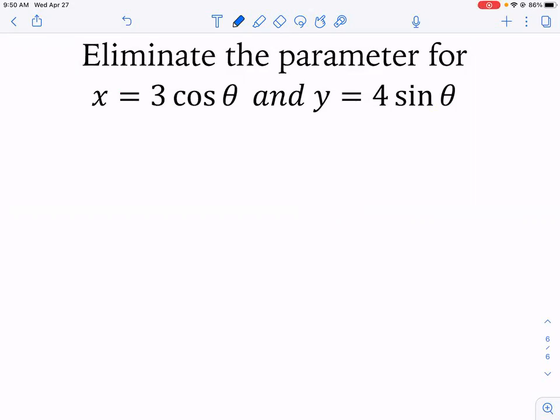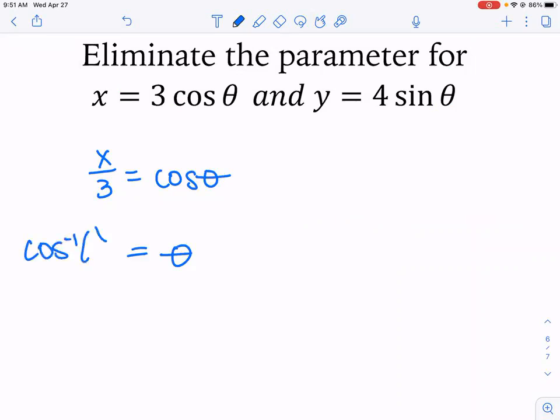So you want to solve for theta in one of these to eliminate the parameter? That's really not going to be enjoyable. Don't write this down. We could have x over 3 equals the cosine of theta. So theta equals the inverse cosine of x over 3. And then I come over here and put it in, and you have 4 sine of inverse cosine of x over 3. Ew, no, no, no, no.